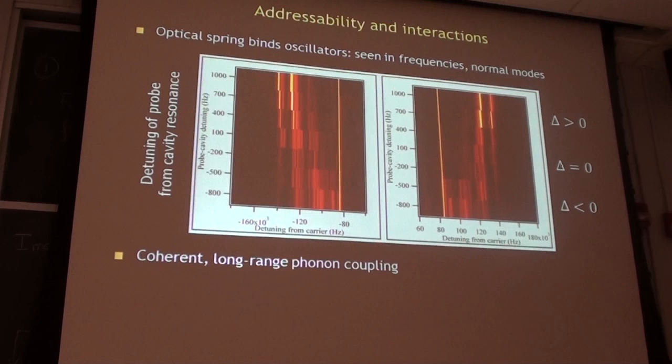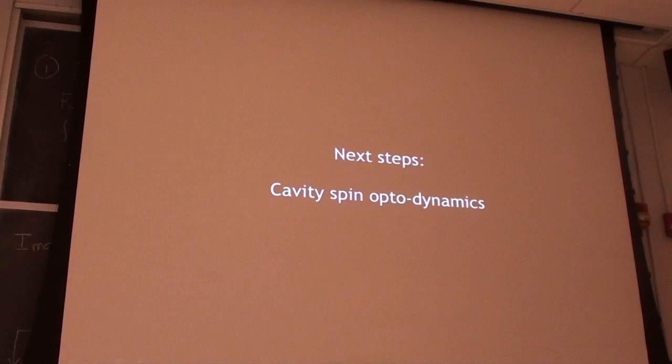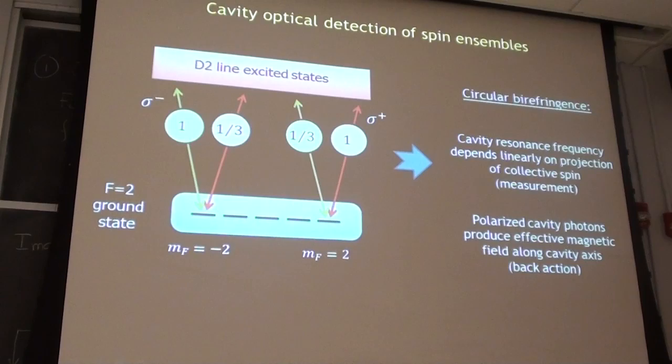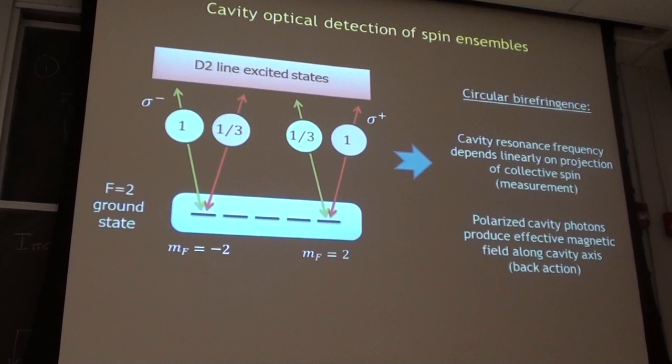Another direction we're pursuing is going away from mechanical systems and considering, by analogy, the dynamics of spin systems inside the cavity. First of all, I'll demonstrate that our cavity is very sensitive not just to mechanical motion, but also to the spin of the atoms. This has to do with the fact that the gas in the cavity is birefringent. It interacts more strongly with circularly polarized light of one helicity than the other.